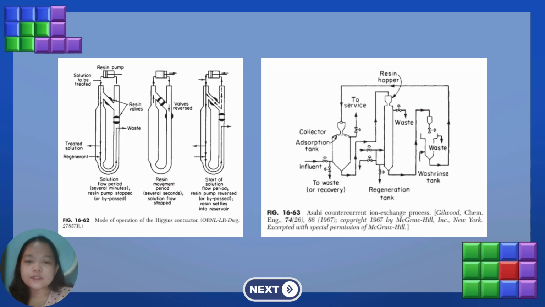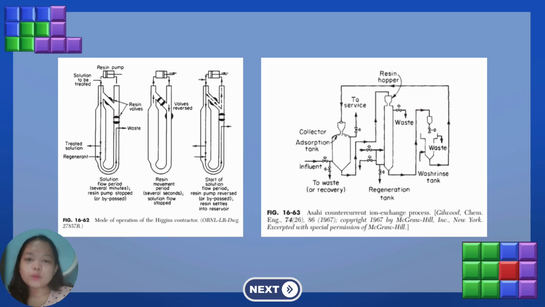Now, let's look at the Asahi counter-current ion exchange system. Mas complex pero mas efficient. Ang main parts nito ay resin hopper, storage ng fresh resin, absorption tank, dito nagaganap ang ion exchange, and then regeneration tank, kung saan nire-recharge ang resin, and then wash-rinse tank, para tanggalin ang excess regenerant.